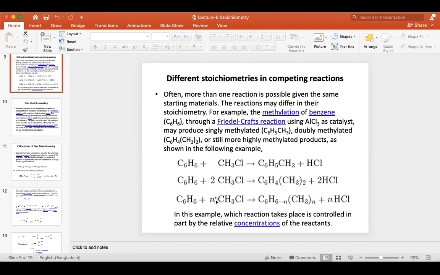Any more question from anyone? Sir, I have a question, sir. Yes. Sir, why do we use the ideal gas law, which is PV equal to nRT?